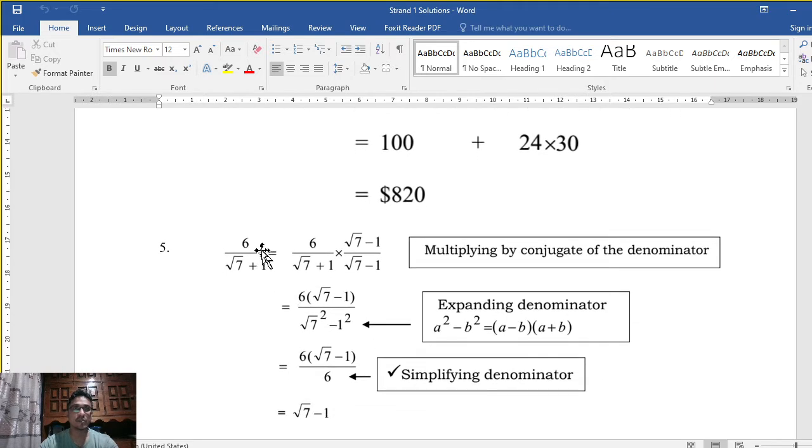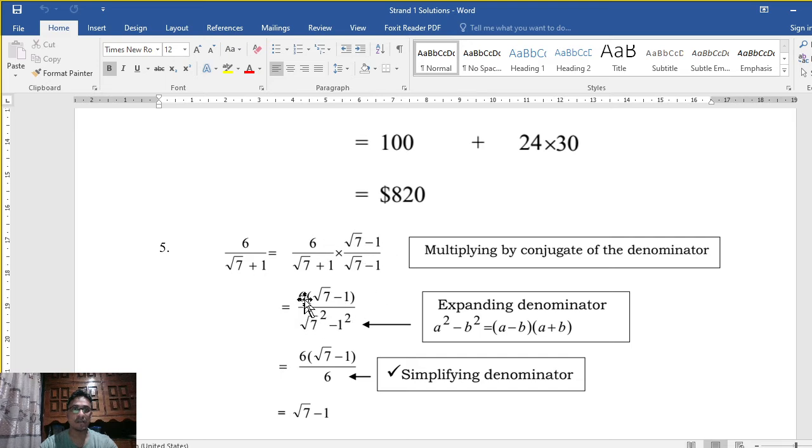Right? So 6 divided by root 7 plus 1 is equal to, what do you do? 6 divided by root 7 plus 1 times the conjugate of the denominator. That will be times what? Root 7 minus 1 divided by root 7 minus 1. Okay. Now what you do? You multiply the two numerators. 6 multiply by what? 6 multiply by root 7 minus 1.